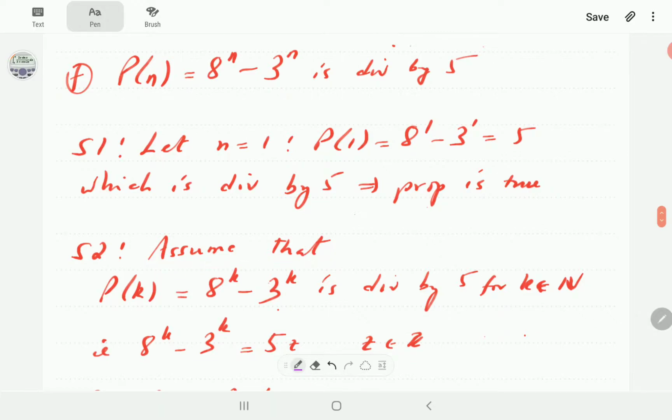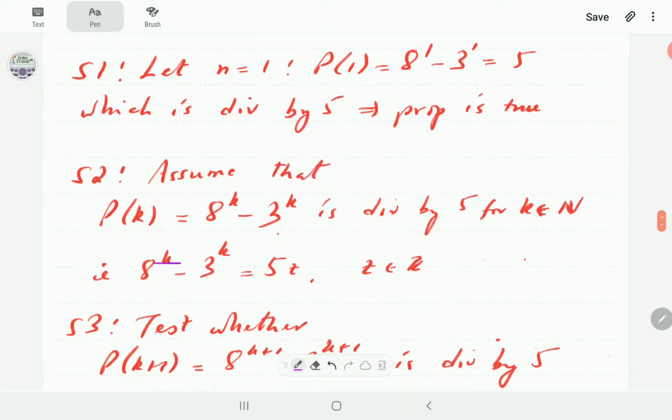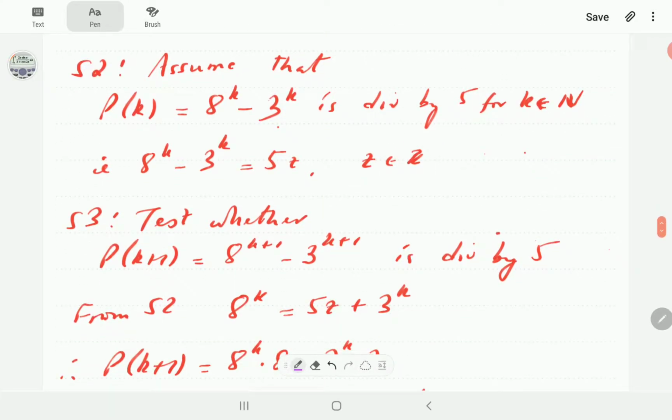Then we assume that the proposition is true for n equals k. So assume this is divisible by 5. So this implies that 8 to the power k minus 3 to the power k is equal to 5z, where z is an integer. So in step 3, we want to prove whether P of k plus 1, so every k here will be replaced by k plus 1, is divisible by 5.